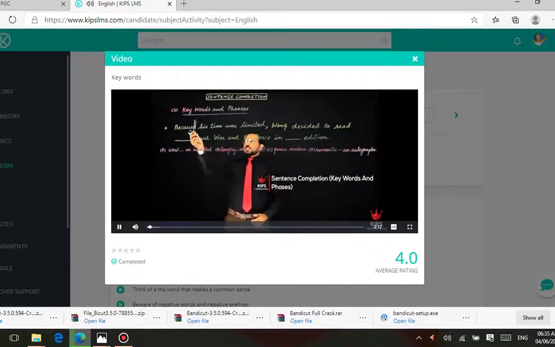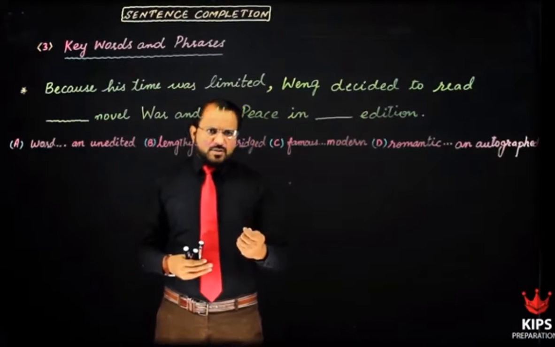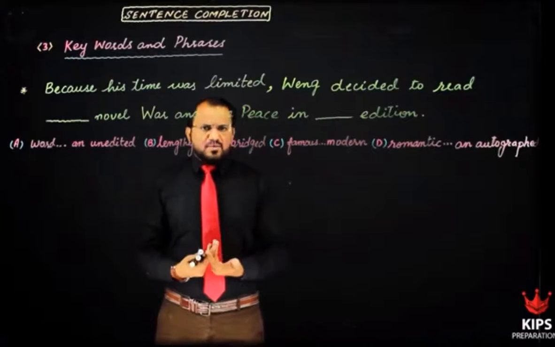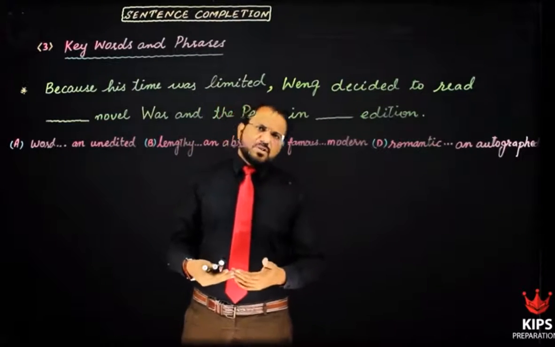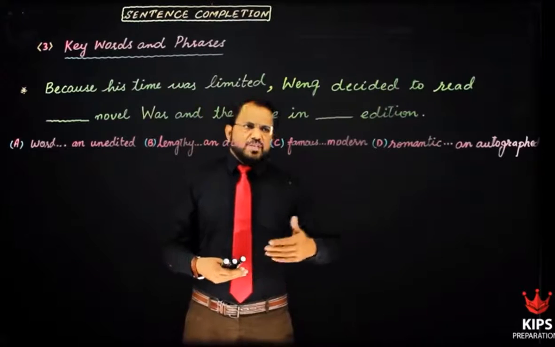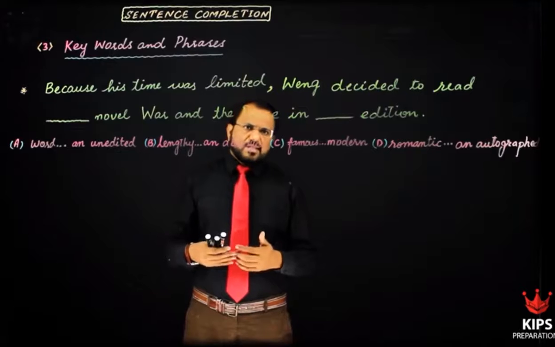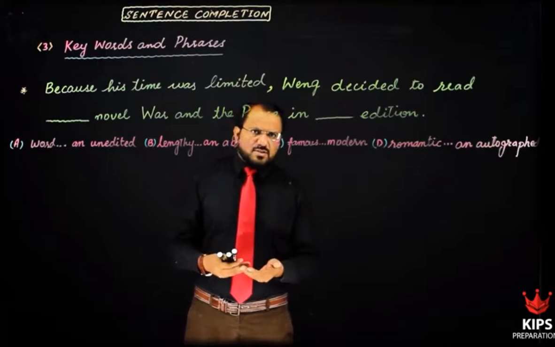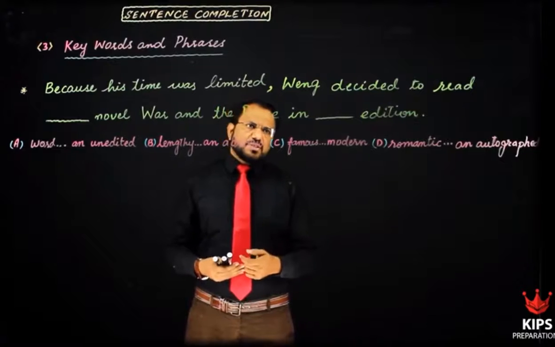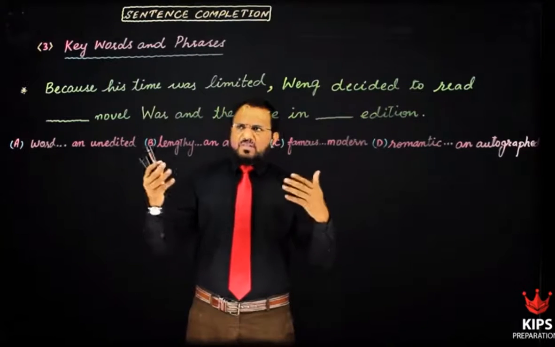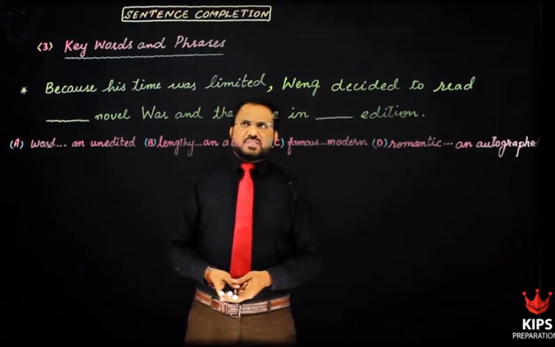Next point, that is keywords and phrases. In every sentence, there is a keyword that will unlock the whole of the sentence. So it is not necessary for the students to get to know the meanings of each and every word. It is quite possible that by understanding the sense in the sentence, the student can reach the right answer. And the words or phrases that help the students reach the right answer with the help of certain words and phrases in the sentence, I call them keywords and phrases.